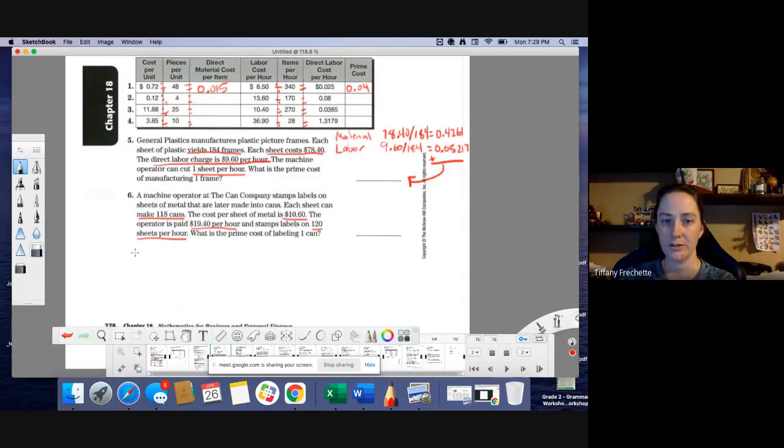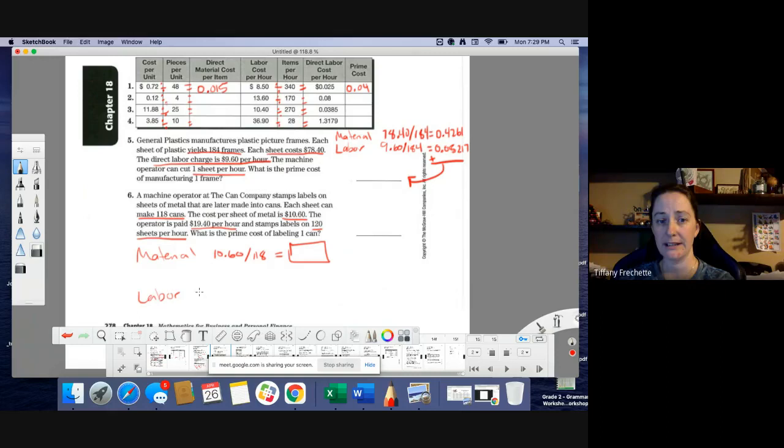First, again, we want to do material, and we want to do labor. So we have our 2 pieces. This one I kind of already said out loud. We already know we have to divide 10.60 by 118. It's 10.60 for each sheet. That's the cost, and each sheet can make 118. So I want to divide so I know how much it costs per can.